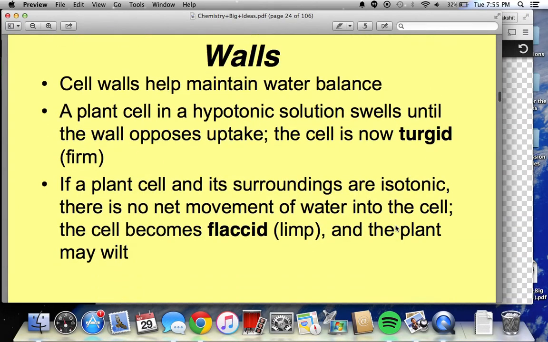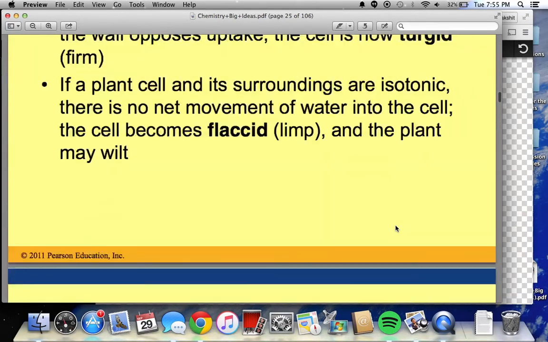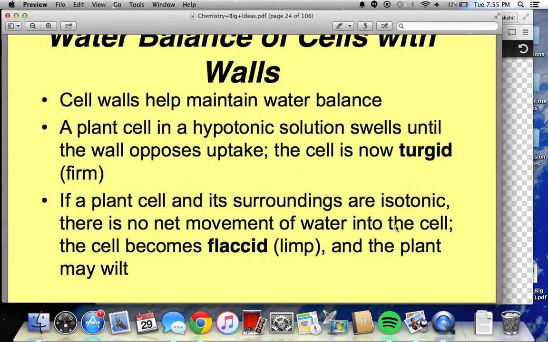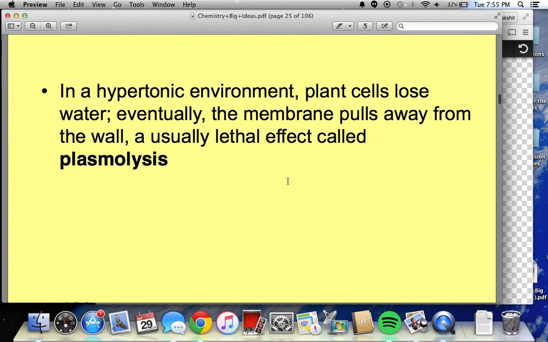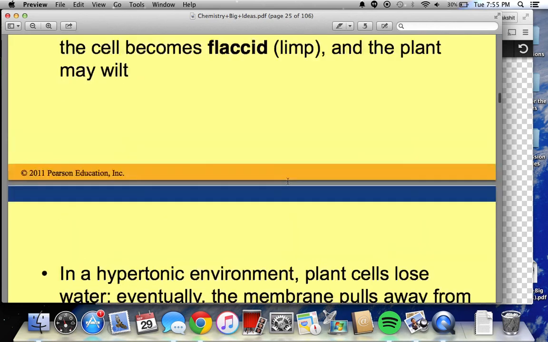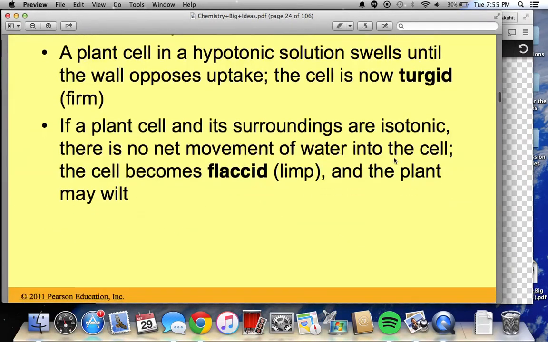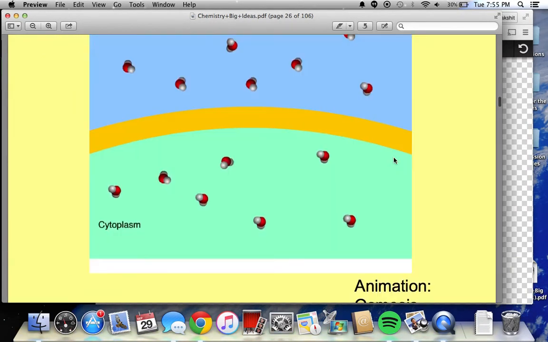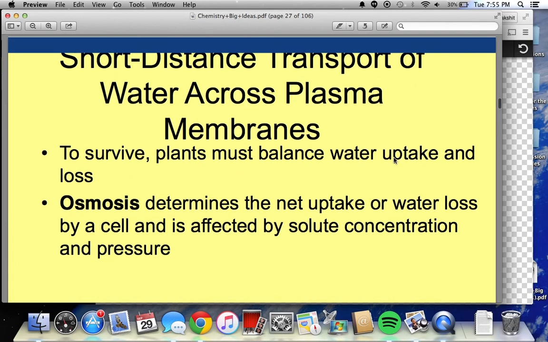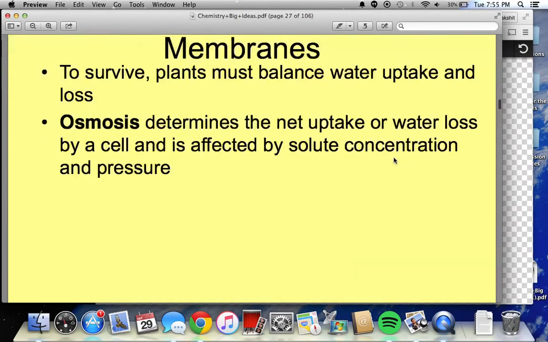And again, we went over turgid and flaccid, so make sure you know the vocab. A plant cell in a hypotonic solution is turgid because it's firm. When it's limp, it's flaccid. In a hypertonic environment, the plant membrane pulls in on the wall, as you can see, because it's losing so much water that the membrane's pulling in on the wall, and that's called plasmolysis. And then that's it.